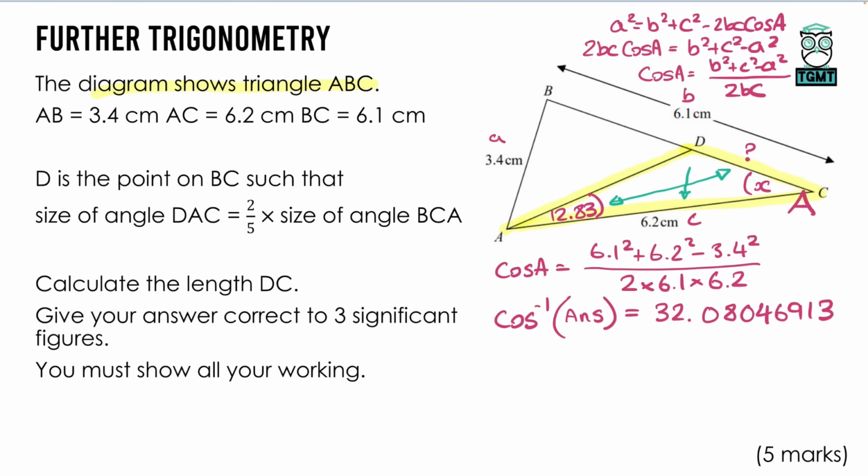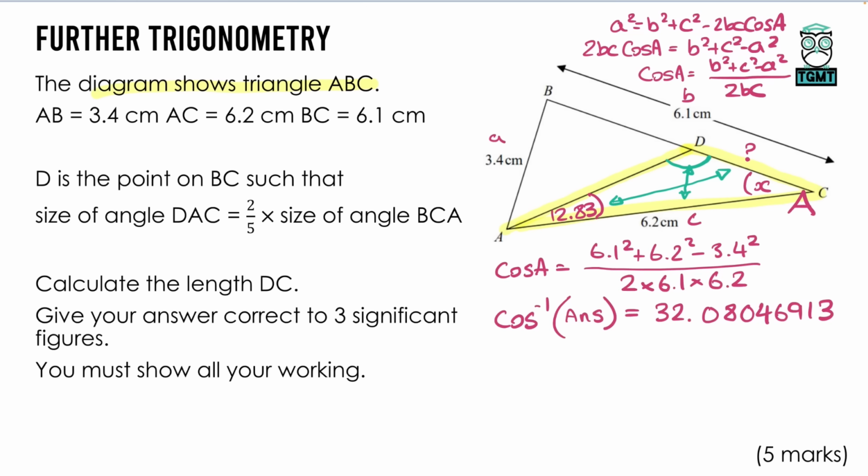We don't have the length of A to D, but we can very easily find this angle here because it's a small triangle, and we've got two of the angles within the triangle. So if we do 12.83, add the 32.08 and subtract that from 180, it'll tell us that missing angle, and then we can use the sine rule, as we will have two pairs of opposites, and that's the situation that we need in order to use the sine rule.